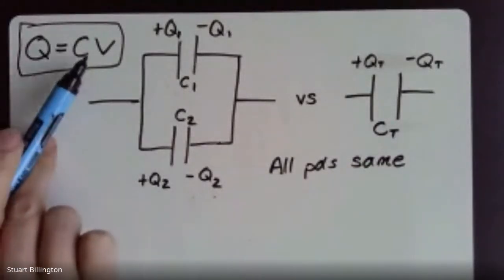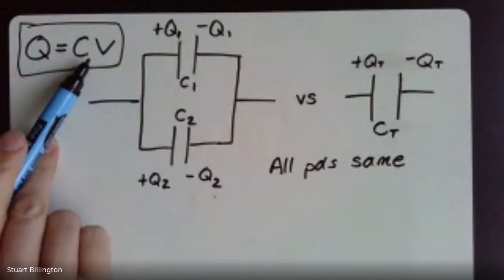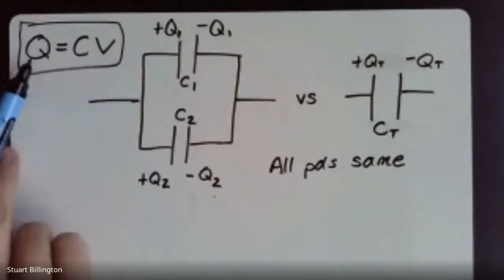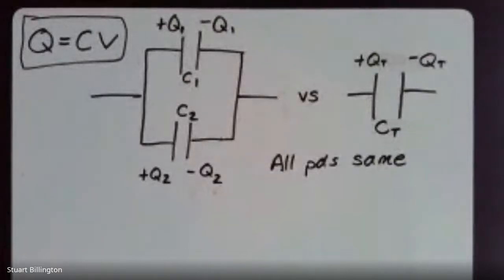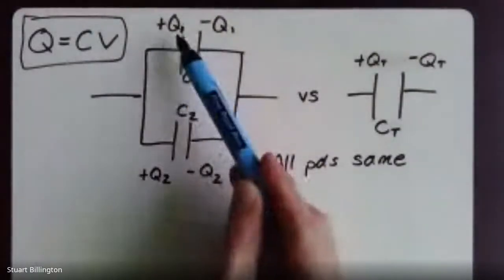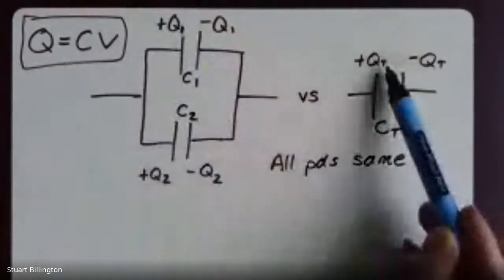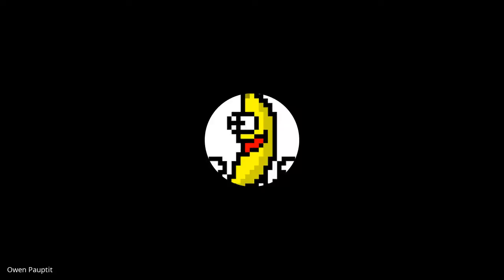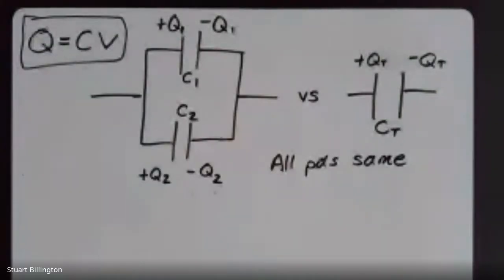So in this formula here, Q equals CV, eventually all the V's are going to cancel out, which is going to be great, which means we need a formula about the Q's. How do you think Q1 and Q2 relate to QT? Does QT equal Q1 plus Q2? It does, which again could be a guess. So can you justify it?